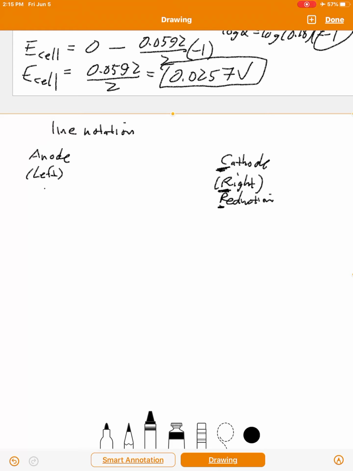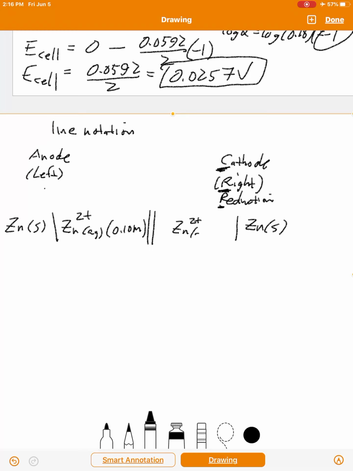We put the solid on the outside. So you put the metal on the outside. Then you have a line. You're working your way inward. Then you put the ion, the aqueous ion. But in a concentration cell, you also indicate what the concentration is of that particular ion. So in the anode here, the zinc was 0.1 molar. Then you do the salt bridge, and then you do the same thing on the other side. But this one was 1 molar.